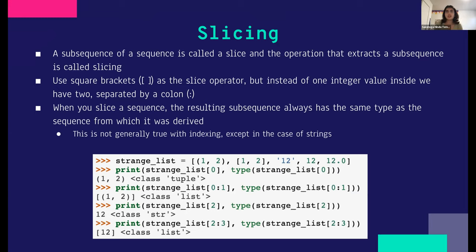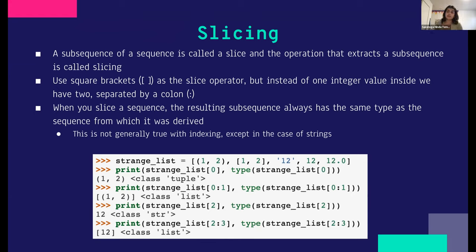But instead of one integer value, where we would just want one value, like, oh, I want, in my list, give me bracket the fourth index, we would use a colon to say we want from this range to this range inside of this list. When you slice a sequence, the resulting subsequence always has the same type as the sequence from which it is derived. This is a little complicated, but basically when you slice a list, that slice is always going to be a list, if that makes sense.